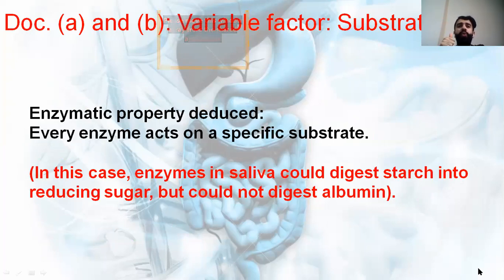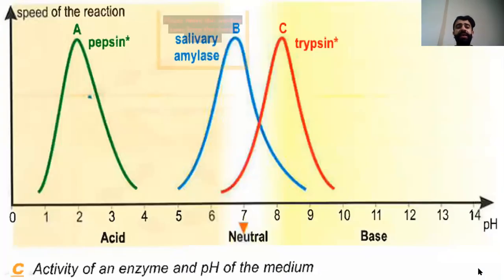Here, the first property: every enzyme works or acts on a specific substrate. Second, the pH. Pepsin is known to work in an acidic medium. Salivary amylase works in a neutral medium. However, trypsin works in a basic medium.